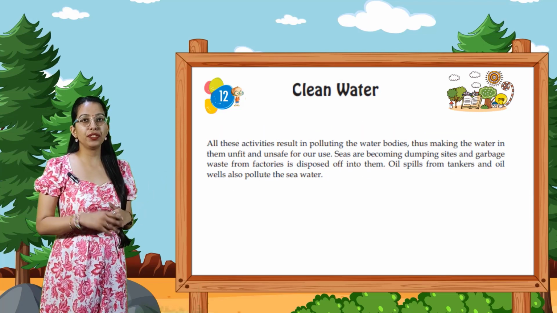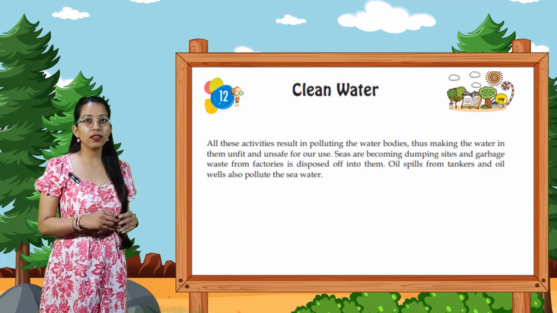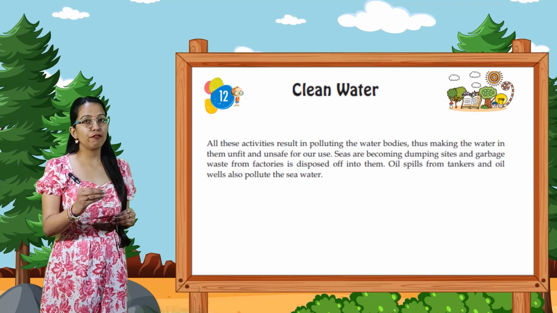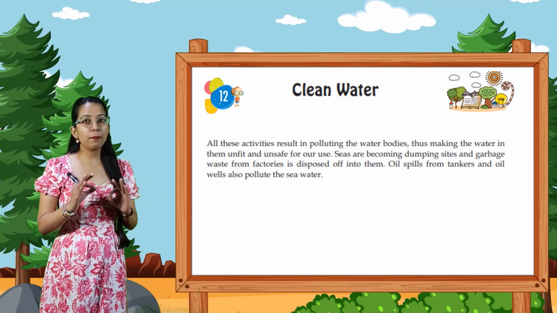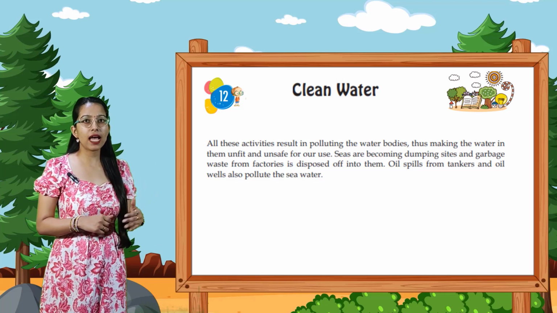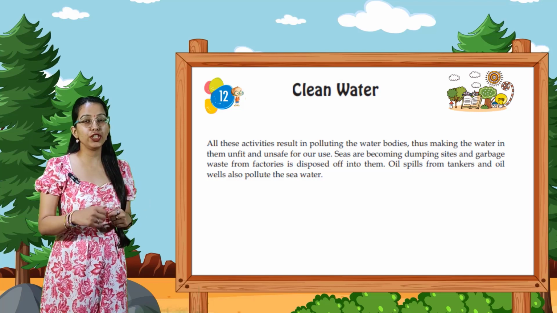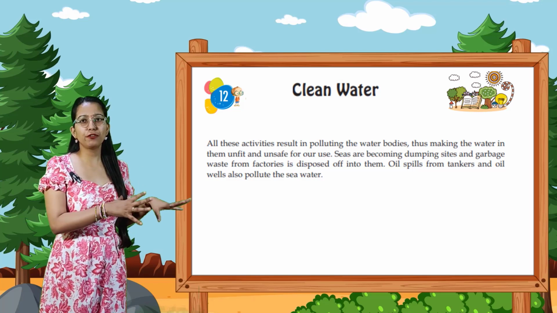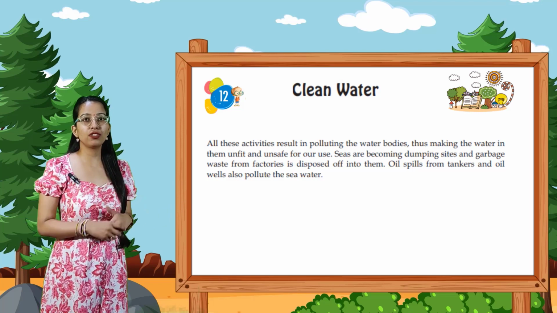All these activities result in polluting the water bodies, thus making the water in them unfit and unsafe for our use. Seas are becoming dumping sites and garbage waste from factories is disposed of into them. Oil spills from tankers and oil wells also pollute the seawater.